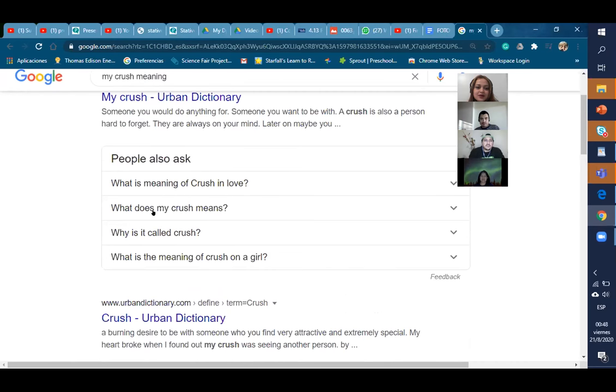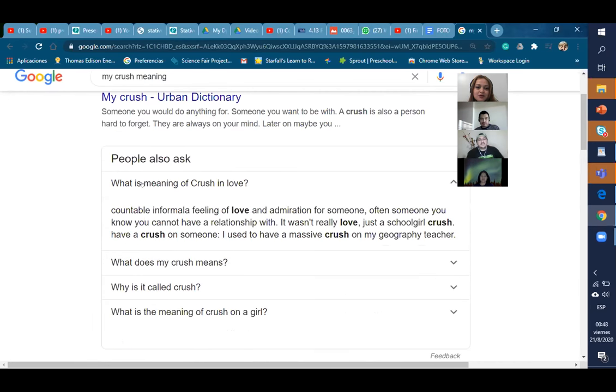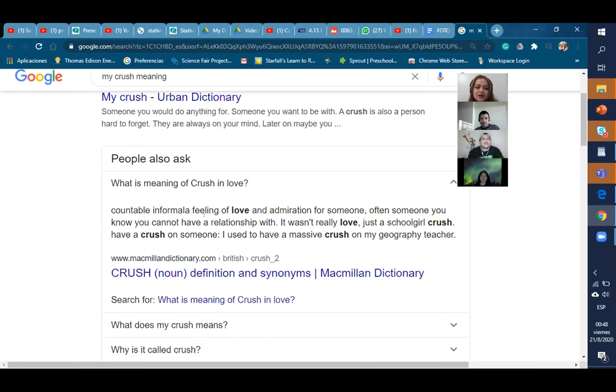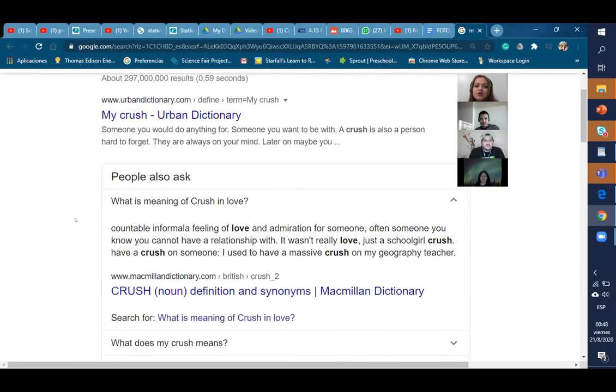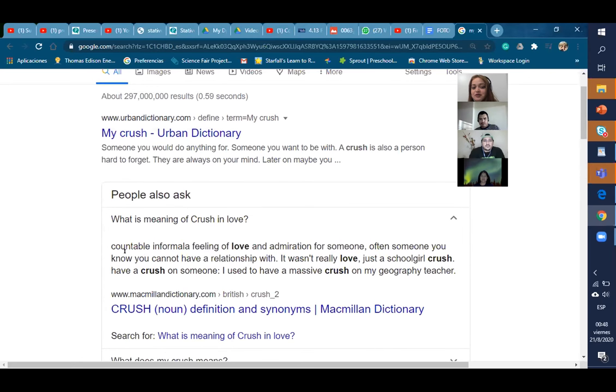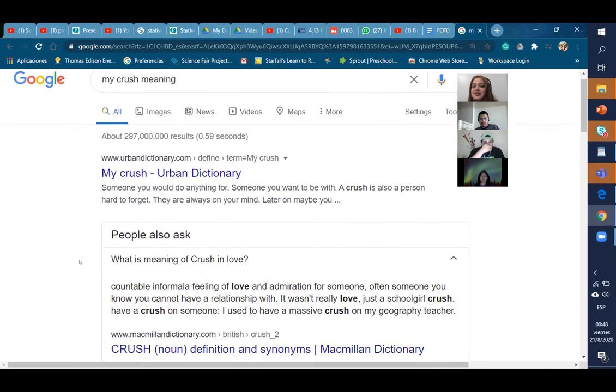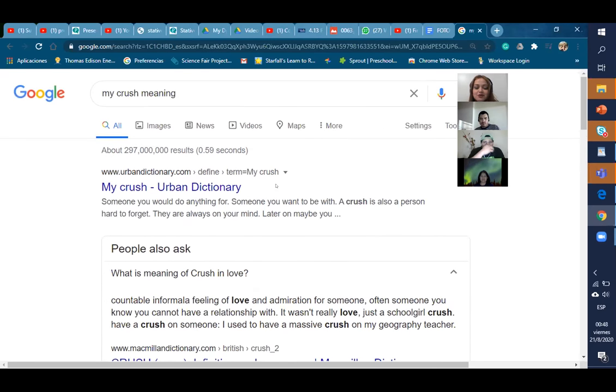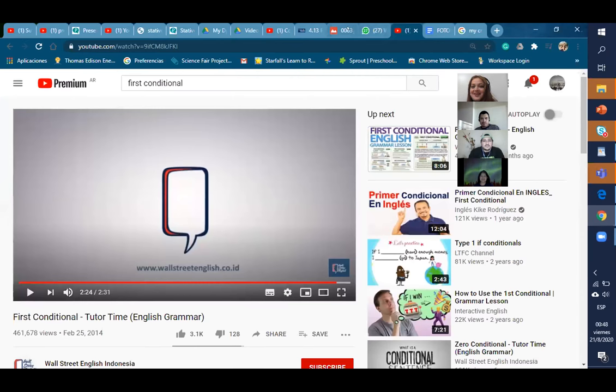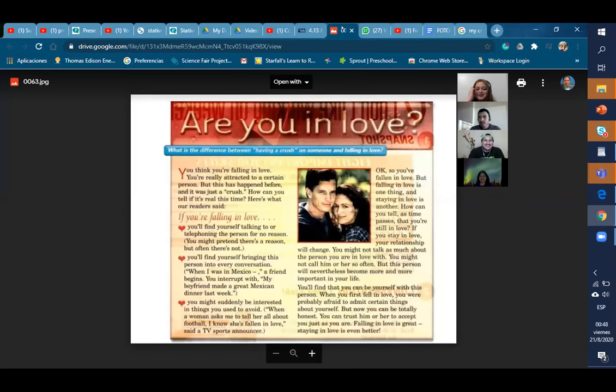What is the meaning of crush in love? A feeling of love or admiration for someone. Sometimes it is impossible. Sometimes you cannot have a relationship with the person. Yeah, sometimes I think the person doesn't know that you have a crush on them. Well, you can debate that later. Anyway, I will be there to listen to some of you.